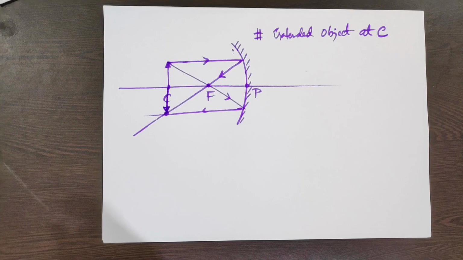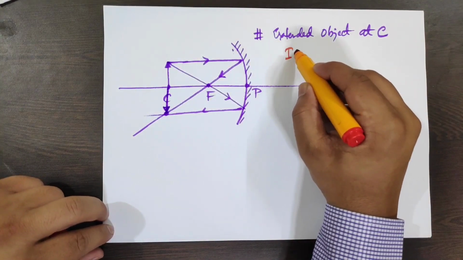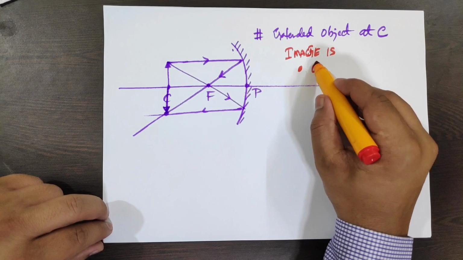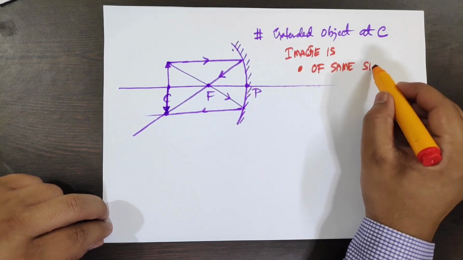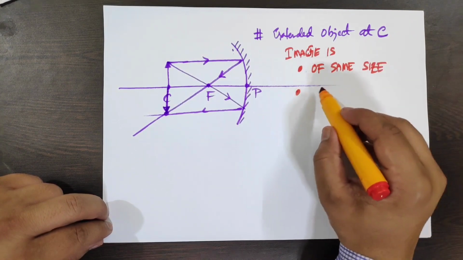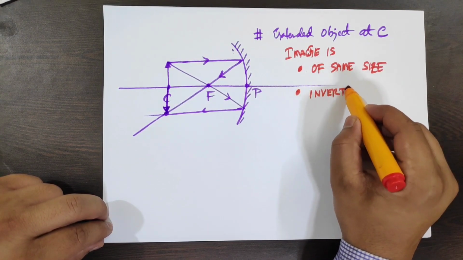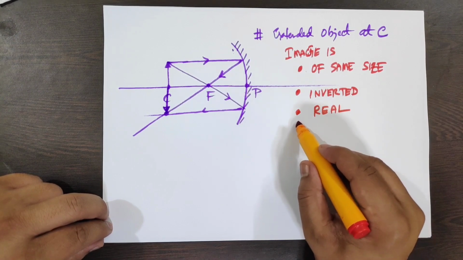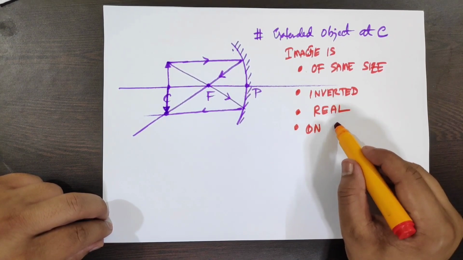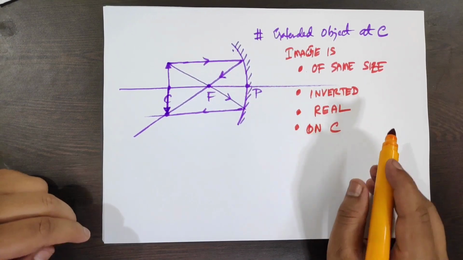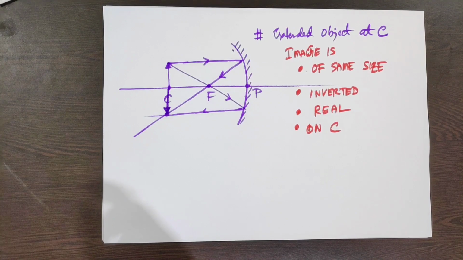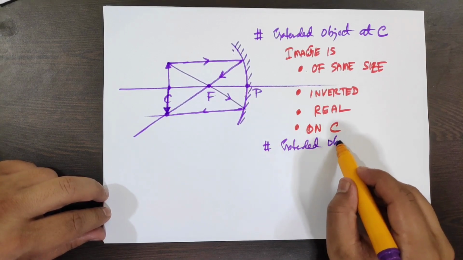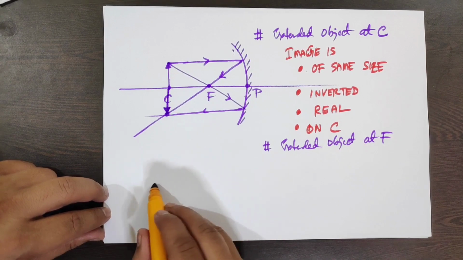So if the object is at C, then the image is of the same size and inverted, then real, and at C. Now if the extended object is kept at F, then what happens? Let's see.